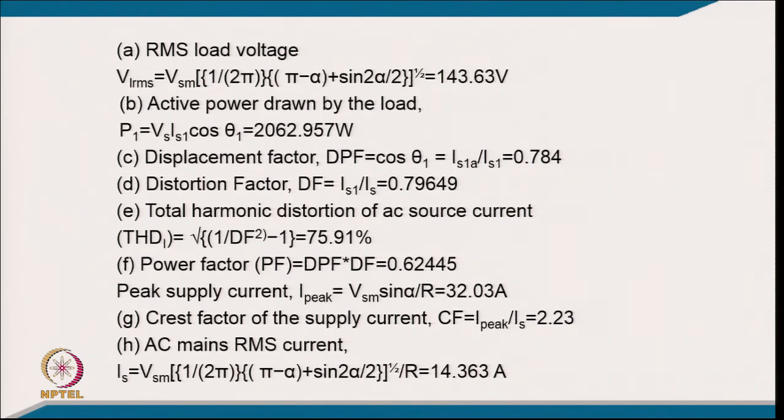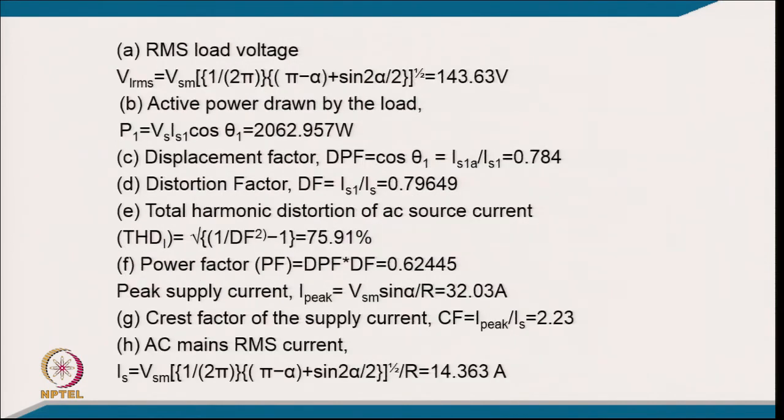Total harmonic distortion, if you put the value of the distortion factor, comes THD of 75.91, and power factor comes typically from the multiplication of both of these, it comes 0.62445, and peak current will be Vsm sin alpha divided by R. So, that is from this value it is starting, so that will be the maximum value divided by R. So, it is 32.03 ampere, because it is after 90 degree. So, crest factor of supply current will be I peak upon Is, and AC mains RMS current you put the value 14.363 ampere.